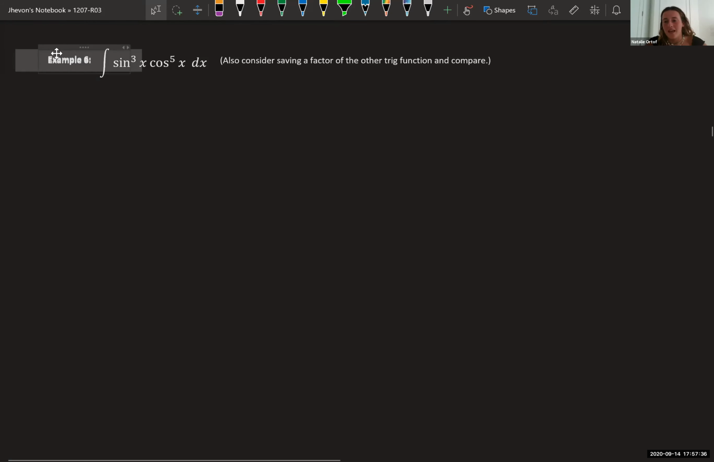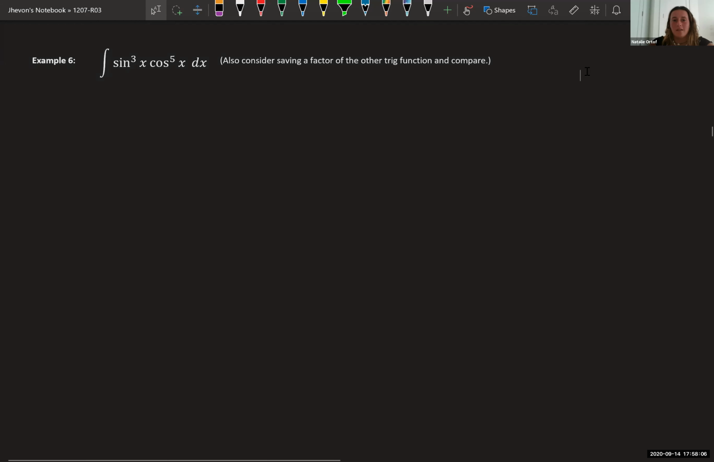Professor, when you say save the smaller power, does that mean keep it intact and take from the bigger one? Or the opposite? Saving means to separate it and put it at the end, because you know it's going to be your du. So you're choosing that one to separate, a factor of the smaller power. Okay, so in this case, what would that end up being?